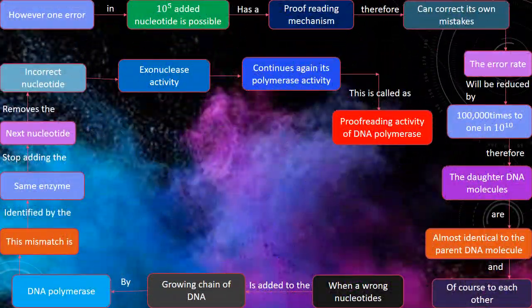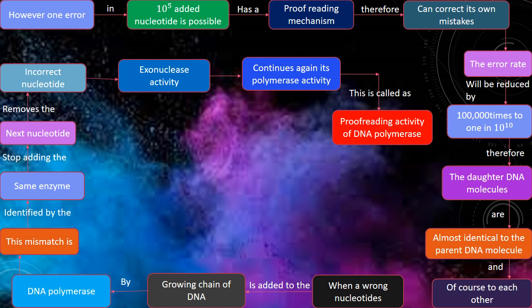However, one error in 10 to the power 5 added nucleotides is possible. The enzyme has a proofreading mechanism, therefore it can correct its own mistakes. The error rate will be reduced by 100,000 times to 1 in 10 to the power 10. Therefore, the daughter DNA molecules are almost identical to the parent DNA molecule and, of course, to each other.